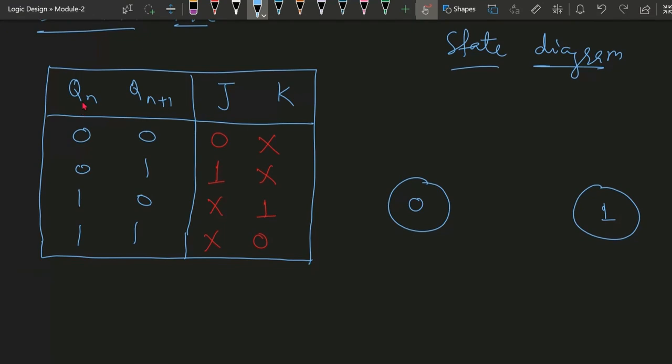So here Qn is at, suppose, 0 state and it is changing to again 0 only, means there is no change. If there is no change, at that time J and K conditions will be 0 and don't care. So from 0 to 0 itself, the J should be 0 and K should be don't care. From 0 to 1 there is a change. If the state is changing from 0 to 1, at that time the input condition should be J is equal to 1 and K should be don't care.